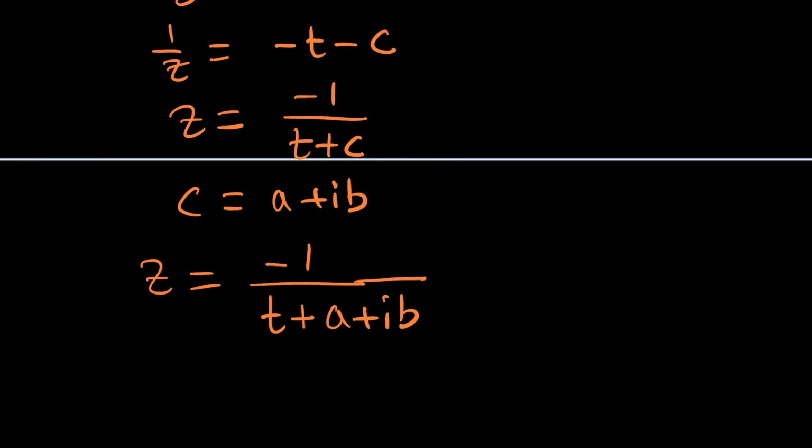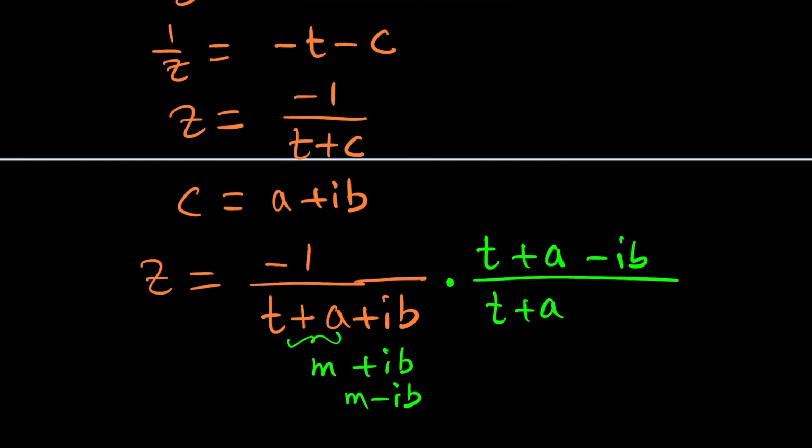And guess what this becomes? This becomes a complex number in the denominator. So what are we supposed to do? Multiply by the complex conjugate. If you have something like m plus ib, what do you multiply it by? You multiply by m minus ib. Does that make sense? That's the complex conjugate. So you have to multiply by t plus a minus ib over t plus a minus ib. You get the idea? That's the complex conjugate.